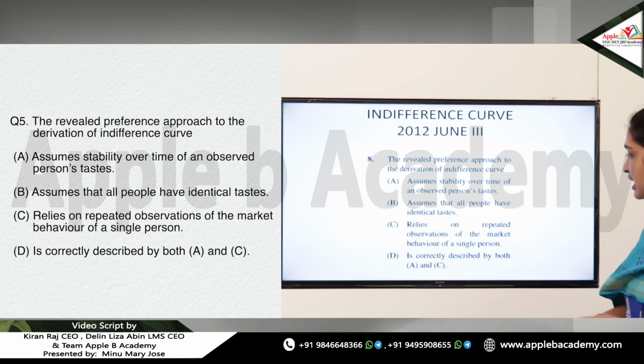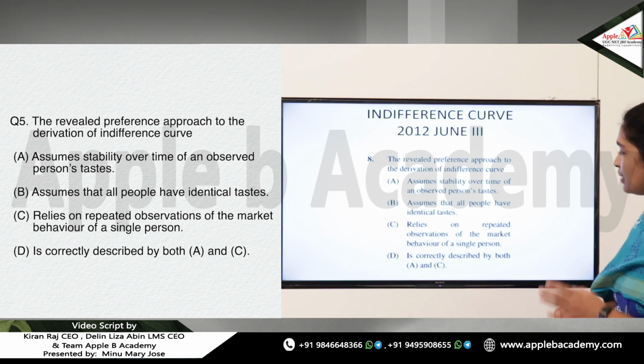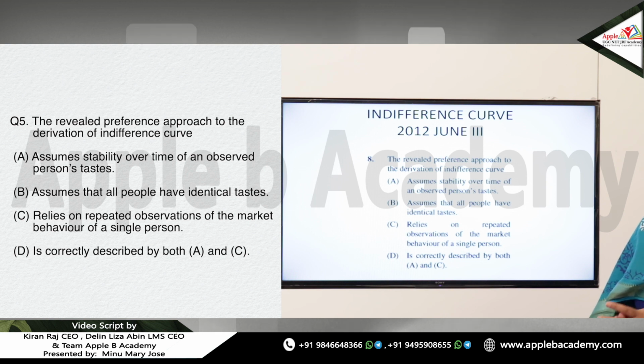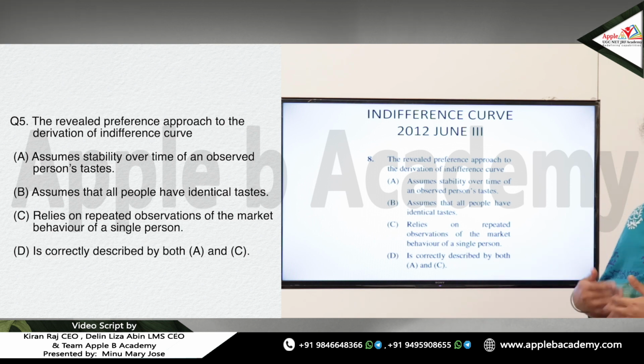Now option C relies on the repeated observations of the market behavior of a single person. The revealed preference theory also assumes that. One of the important features of the revealed preference theory was that it was based on how exactly individuals behave in a market, apart from the introspective method or self-observation method that was used in the cardinal utility approach.